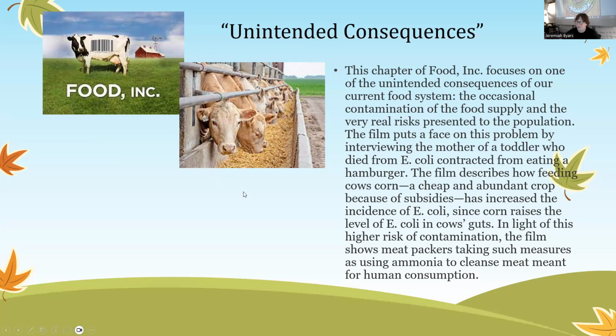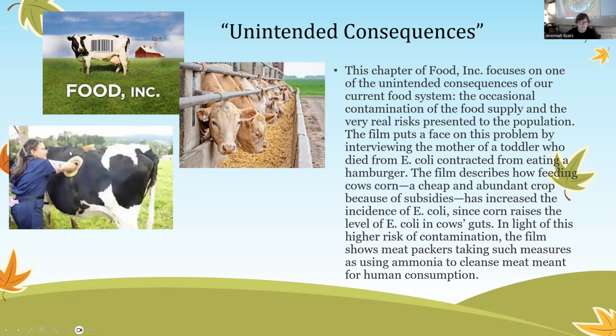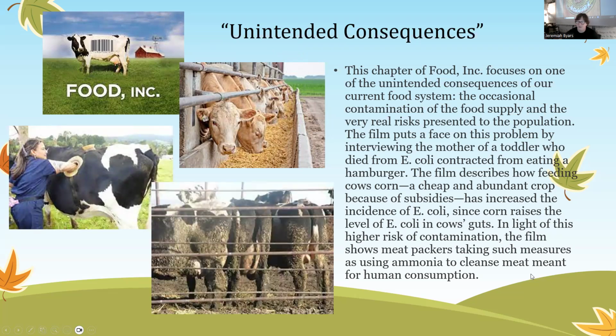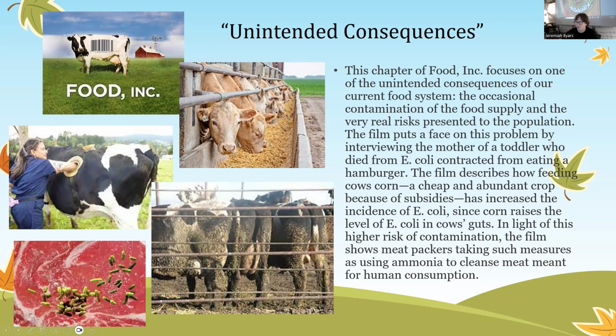The film describes how feeding cows corn, a cheap and abundant crop because of subsidies, has increased the evidence of E. coli, since corn raises the level of E. coli in cows' guts. Okay. This is a woman cleaning out a cow's guts from the undigested corn. In light of this higher risk of contamination, the film shows meat packers taking such measures as using ammonia to cleanse meat meant for human consumption.